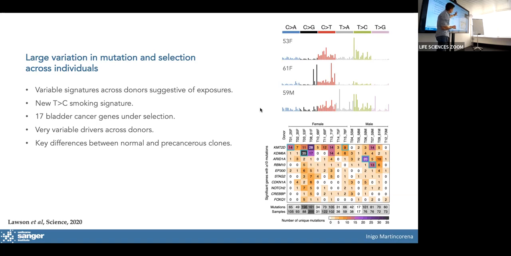The same sort of heterogeneity in mutation rates and signatures applies to the frequency of cancer mutations. These are the top mutated genes, all bladder cancer genes, and these are different donors. I just want to draw your attention to a couple of donors. This is a 53-year-old female, with 35 different clones with KDM6A and two clones with ARID1A. Compare that to this other donor who has 20 ARID1A mutations. So not only do mutation rates and signatures vary across individuals, but selection favoring the growth of different clones varies a lot across individuals.